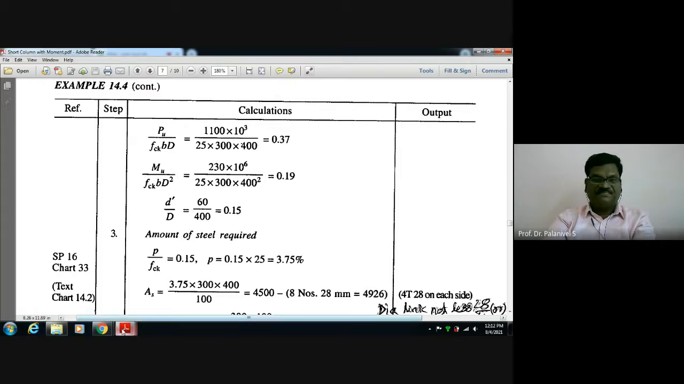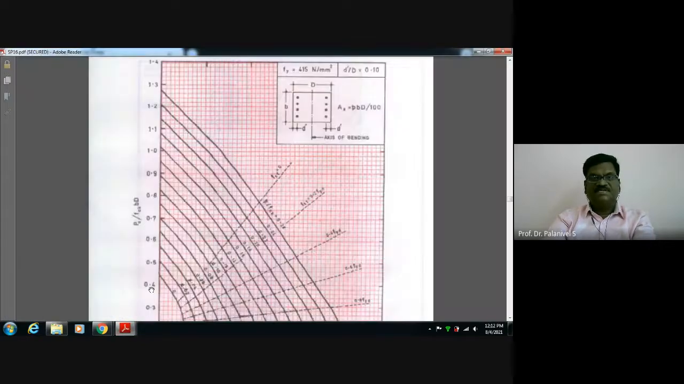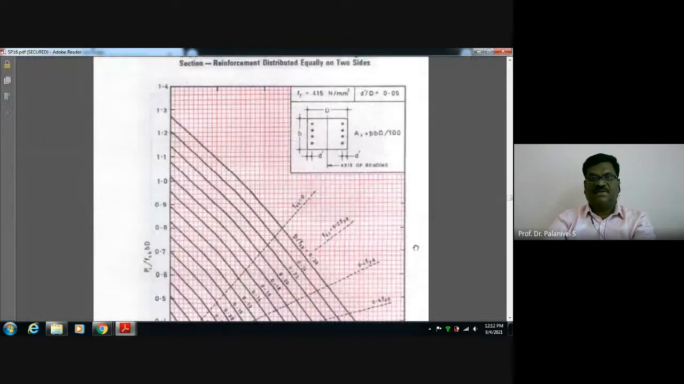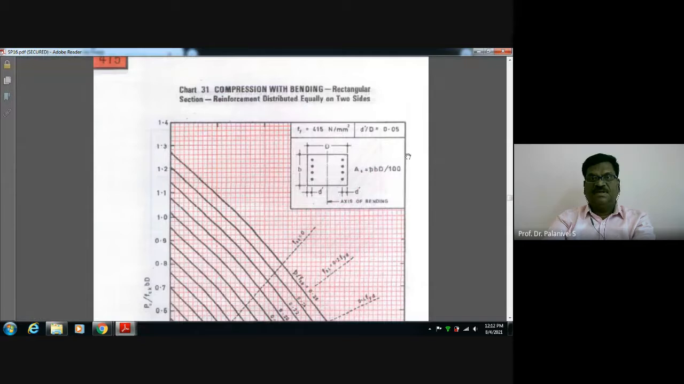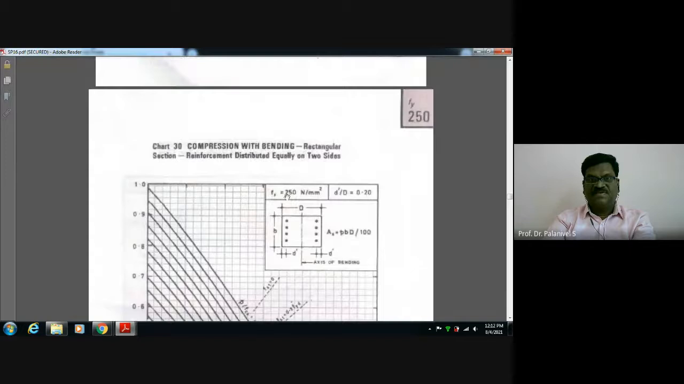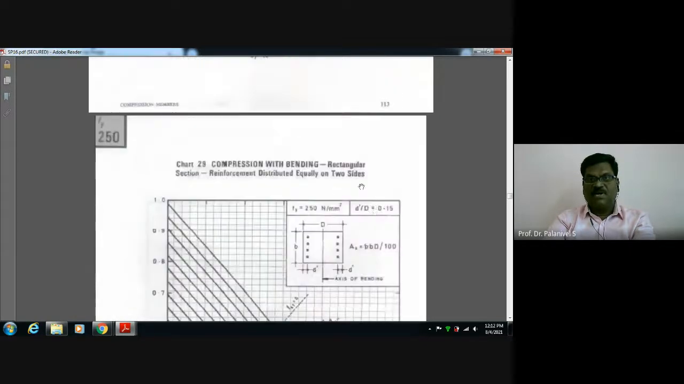Right, this is the interaction diagram available in SP16. Which diagram shall I refer to? This is for Fy415 steel. Here are the 250 steels; this is Fy250. Don't refer to this. Here also d dash by D ratios of 0.1, 0.15 and so on are there. Don't mistakenly refer to it. This is for Fy250 steel.